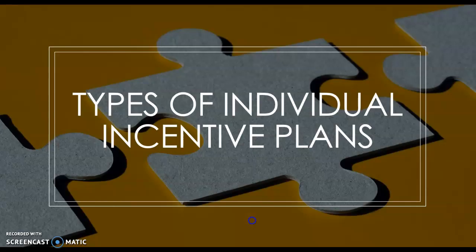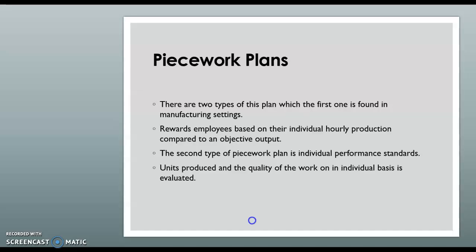So moving on to the types of individual incentive plans. With the piecework plans, there are two types. One is found in manufacturing settings. It rewards employees based on their individual hourly production compared to an objective output. And the second type is for individual performance standards, and these are for units produced, and the quality of the work on an individual basis is evaluated. So workers receive a guaranteed hourly pay rate regardless of whether they meet the designated production standard.